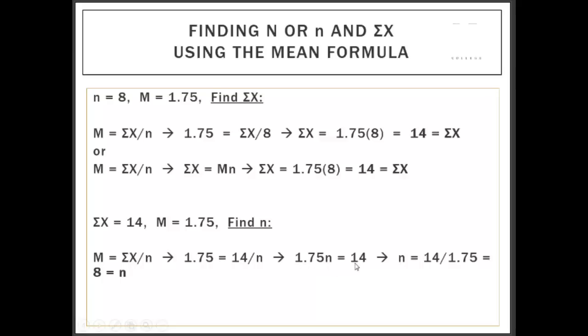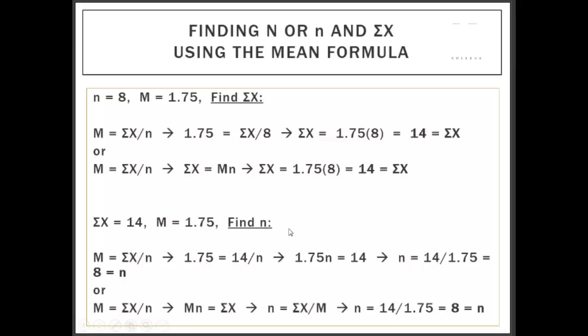And the next step is I want to go ahead and get rid of this 1.75 because I want to isolate n equals something. So whenever you're trying to get rid of something that's multiplied by something else, you divide by it. Remember the inverse operation. So now if I take 14, divide by 1.75, I end up with 8 as my sample size. Or you can just make the formula work for you without inserting any values and just use the simple formula of n equals the sum of x divided by m.